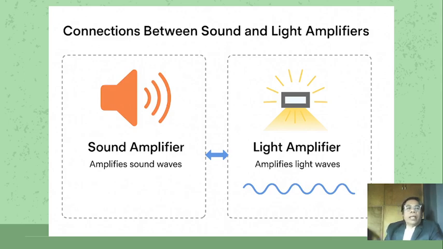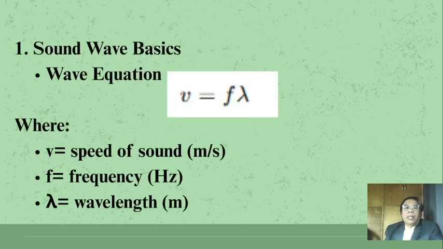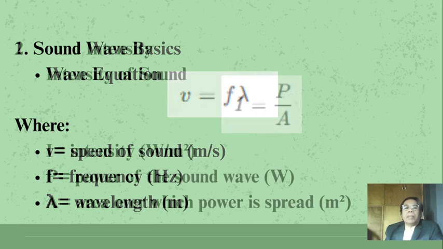Okay, let's continue with our discussion of lesson 63. The formulas that are involved in lesson 63 are as follows. Number 1, the sound wave basics. The wave equation, v is equal to f times lambda.